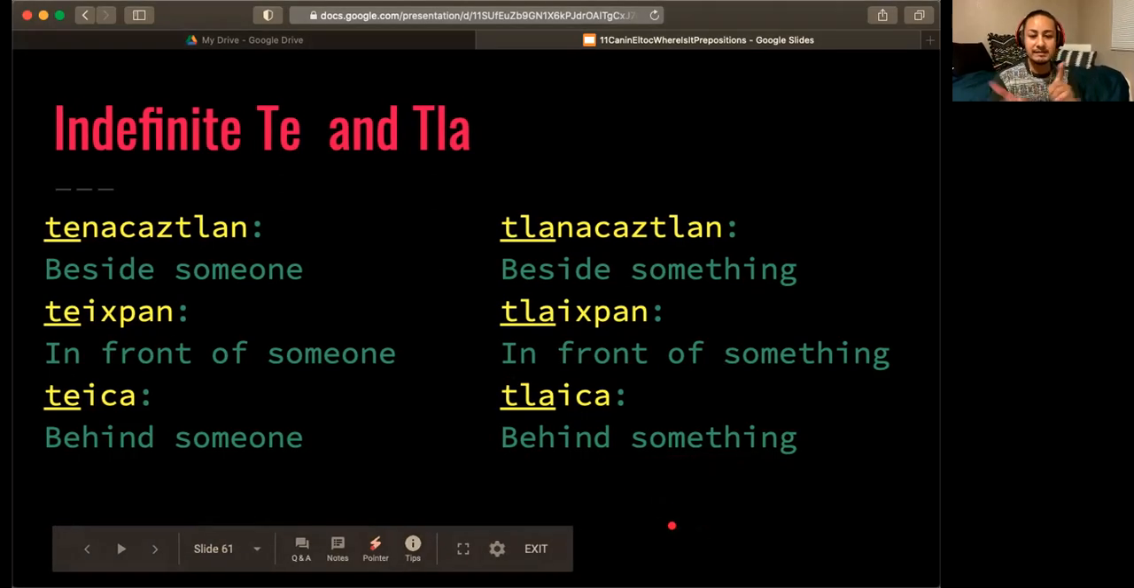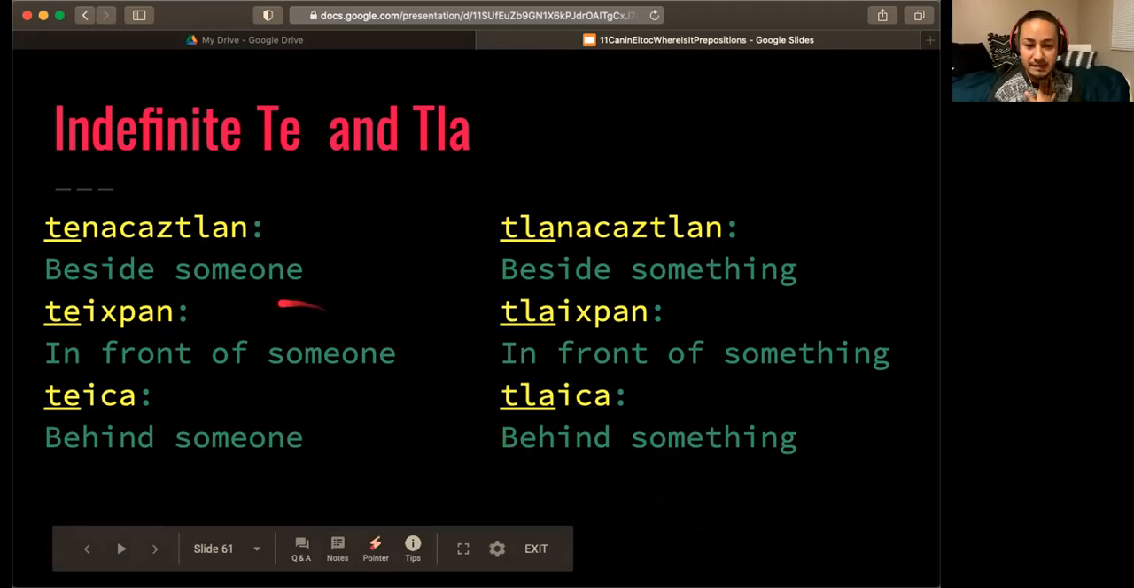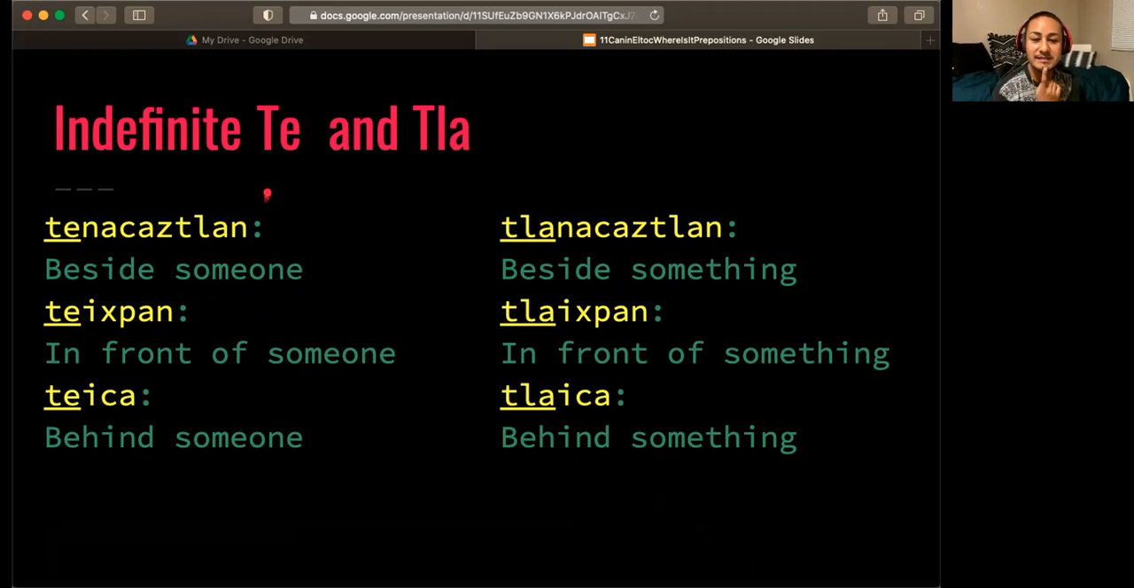So you can combine these prefixes in here. Oh, another thing I wanted to say that I should have added a slide for, but I didn't. These prefixes, you know how when we say no nakaslan, you're literally saying to my side, etc. You're possessing this noun, basically. You're saying that it's yours. So tenacaslan literally means be beside someone. But you could also add these prefixes te and tla on other nouns.